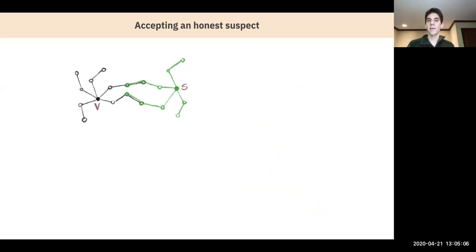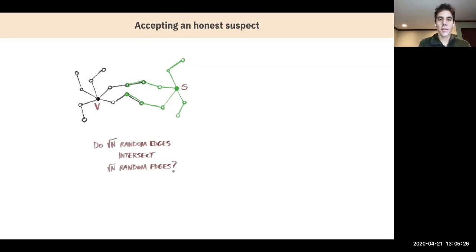The first thing is that an honest verifier will accept an honest suspect. And the second thing is to prove that an honest verifier will reject a Sybil suspect. So first, why would we accept an honest suspect?